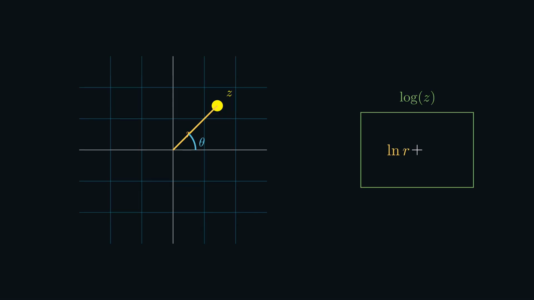If e to the w equals z, we call w a logarithm of z. For z equals r e to the i theta, we have w equals natural log of r plus i theta, where natural log of r is the natural log of the modulus. Check. e to the natural log of r plus i theta equals e to the natural log of r times e to the i theta, equals r times e to the i theta equals z.